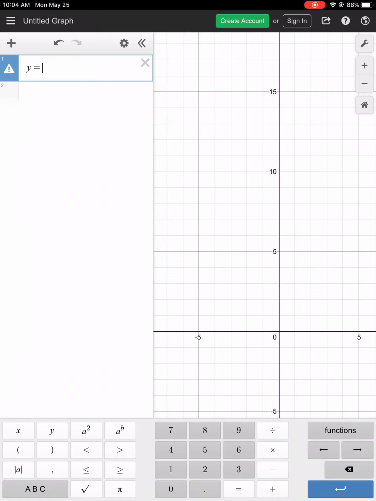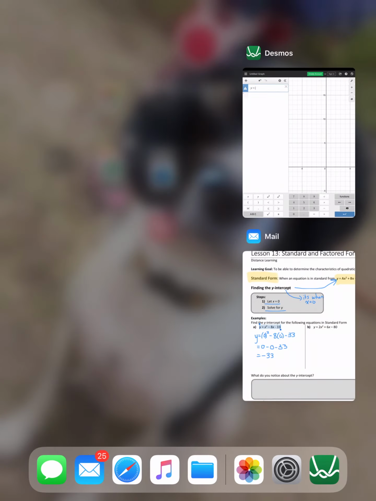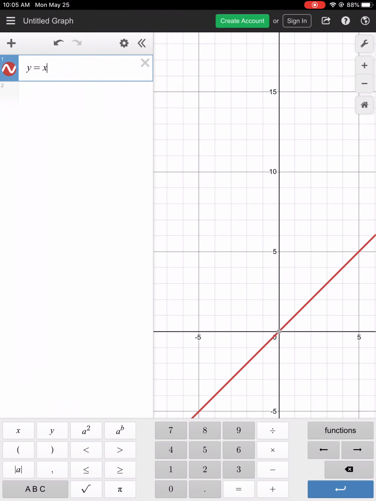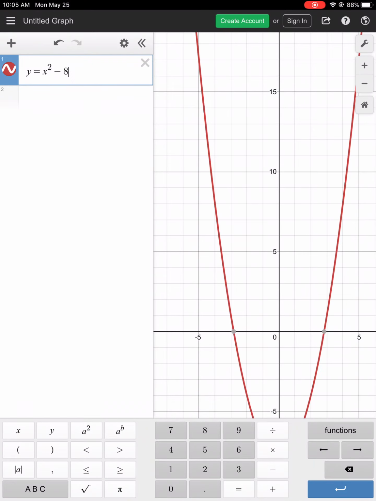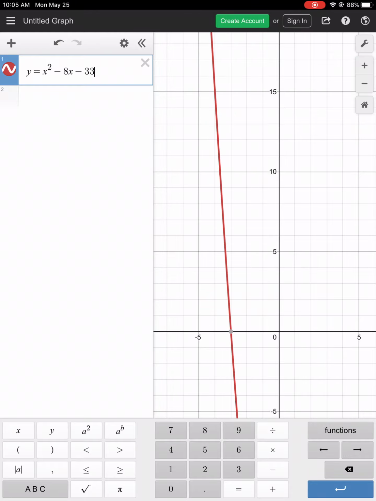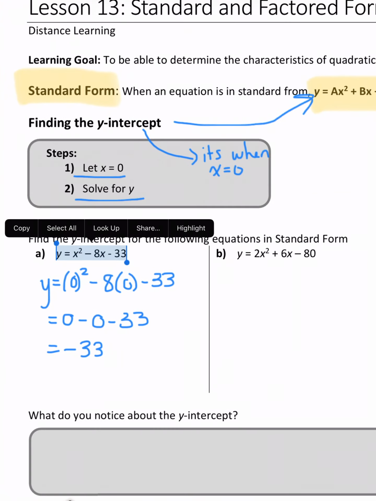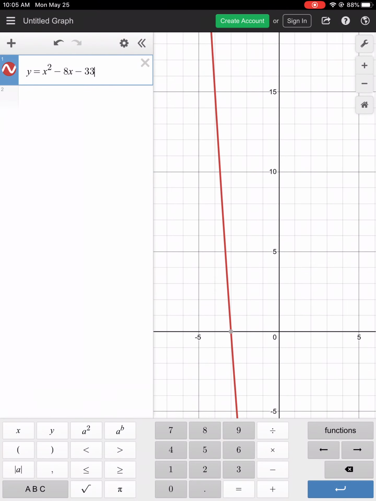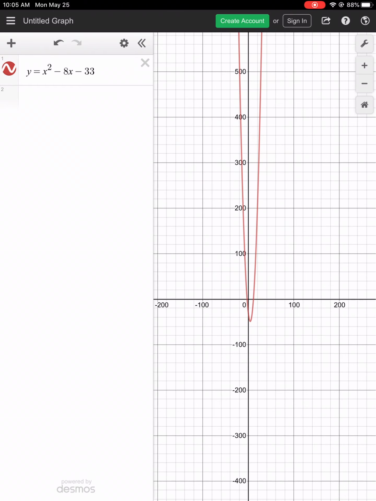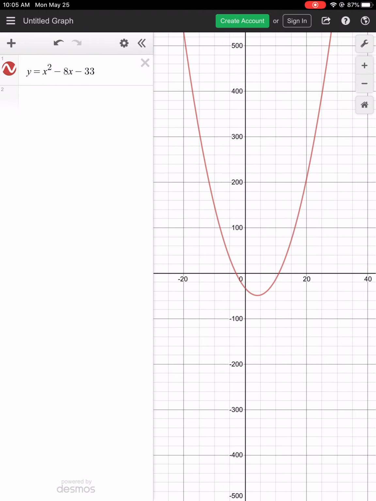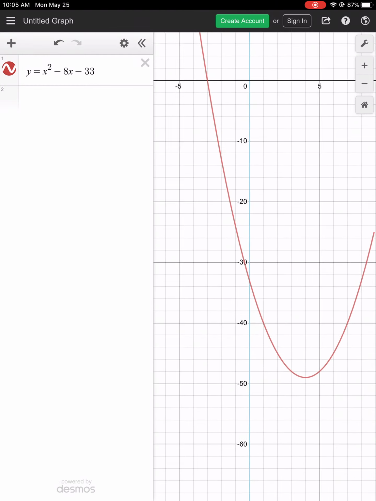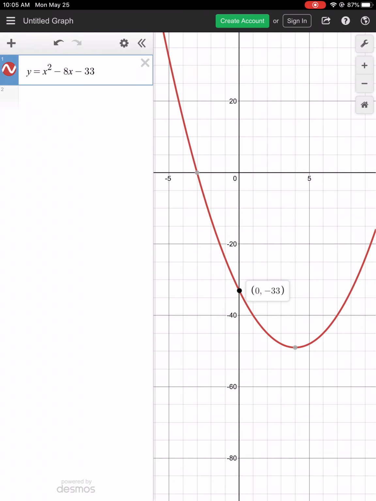Okay, y is equal to x squared minus 8x minus 33. As you can see, I haven't done anything to the equation. It's the exact same equation that we were just working on. I'm going to zoom out so we can see it better. Where does our parabola cross the y-axis? I'm going to zoom in: negative 33. Sweet, so we're right.